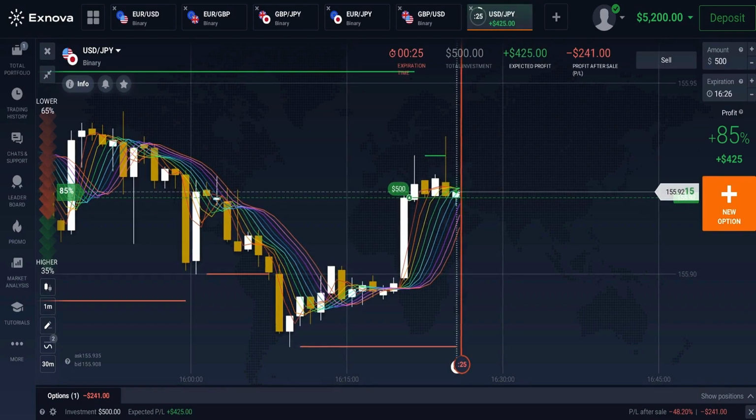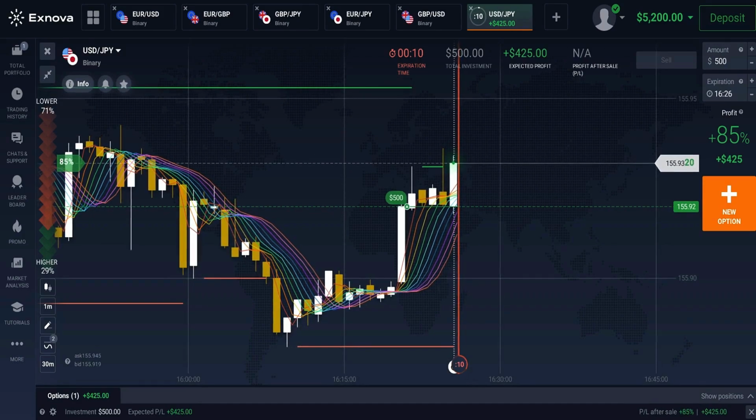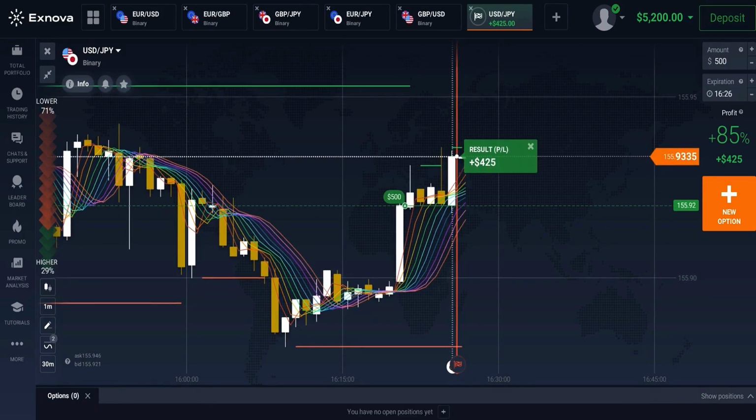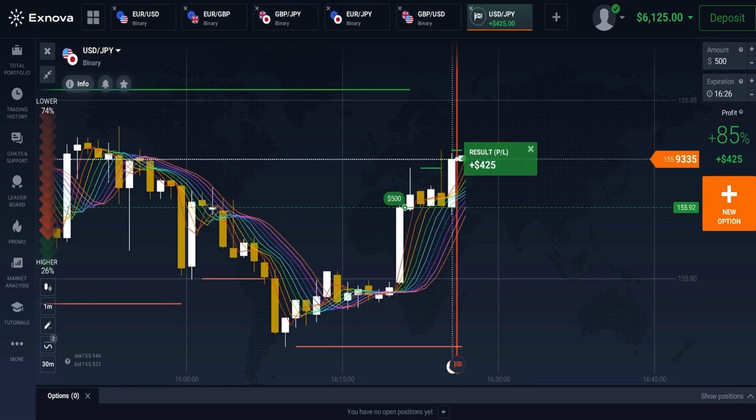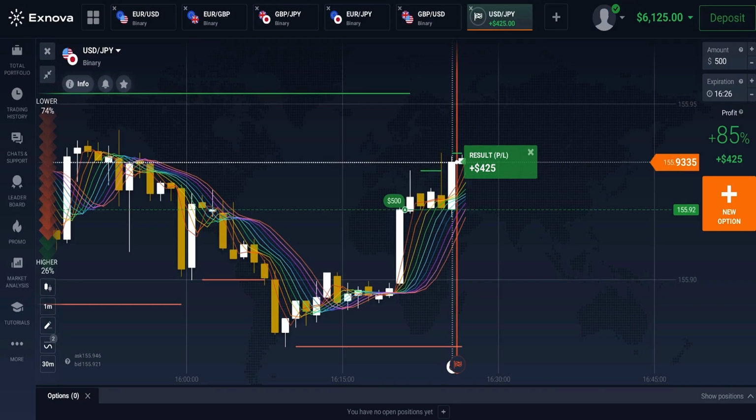Now, we've entered the trade, and we'll wait for the 5-minute expiry to see the result. It's a win! The price moved in our favor, and the trade closed successfully. This is how you can use this strategy to identify high probability trades and maximize your chances of success.